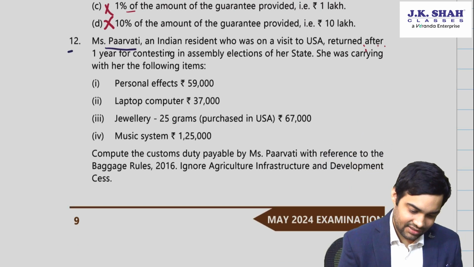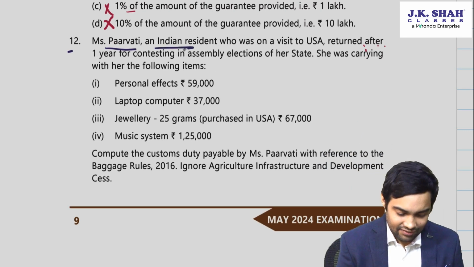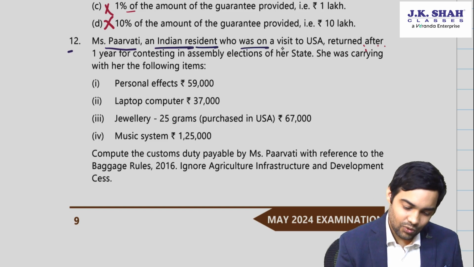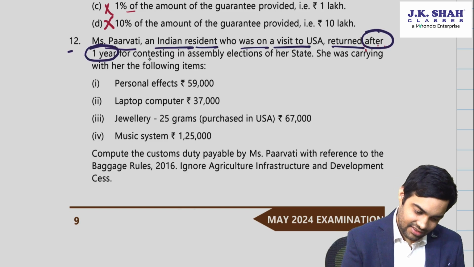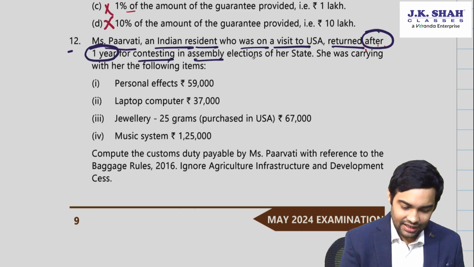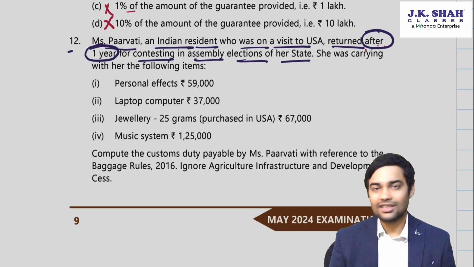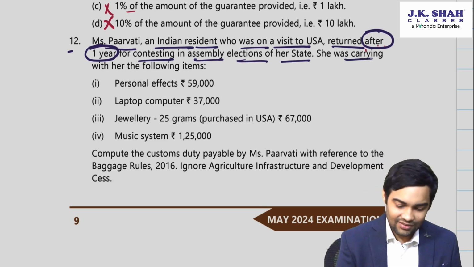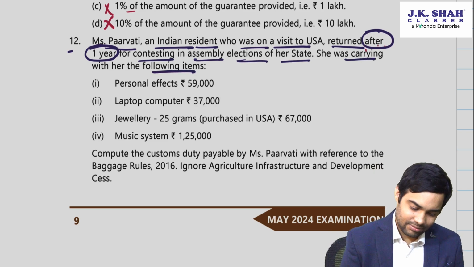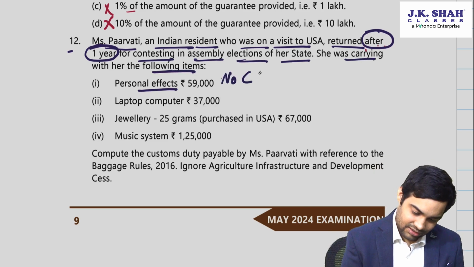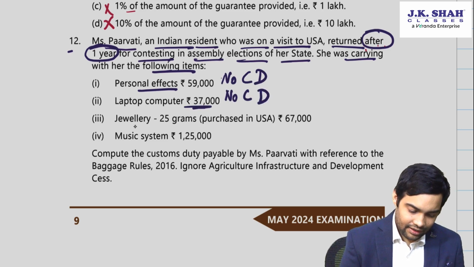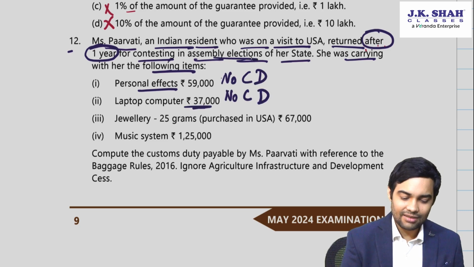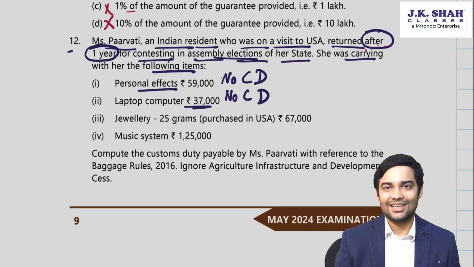Miss Parvati, an Indian resident who was on a visit to US, returned after 1 year for contesting in assembly elections in her state. So returning after 1 year. She was carrying with her following items: personal effect, no custom duty; laptop, 1 laptop computer, no custom duty. Sir, how do we know more than 18 years? Coming to fight assembly elections in India, people.